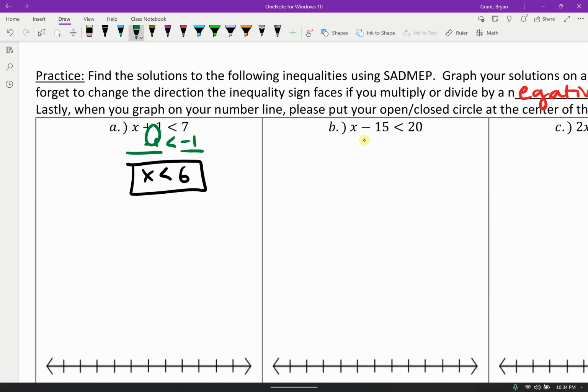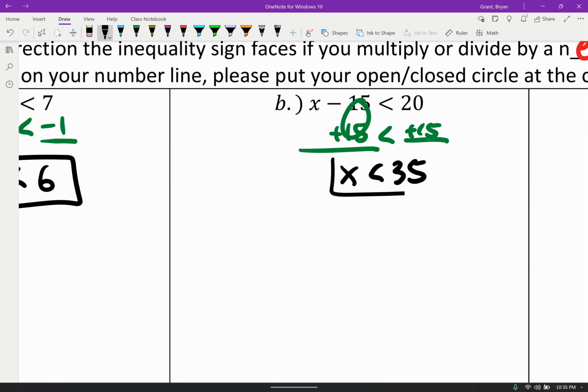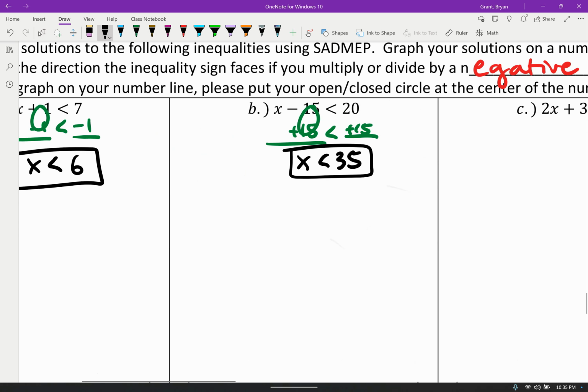Let's try another one. x minus 15 is less than 20. Well, we can just add 15 to one side, add 15 to the other. 20 plus 15, that's 35. x is less than 35. We're cruising. 2 problems done out of the 9.